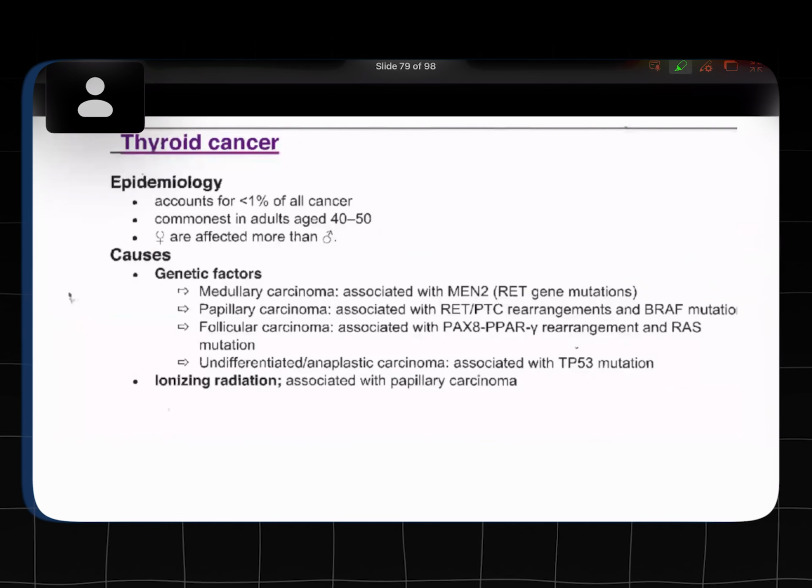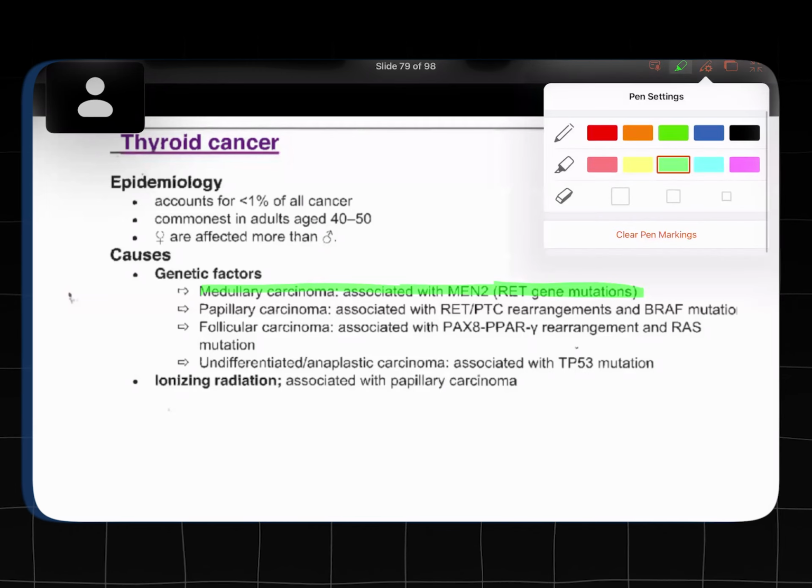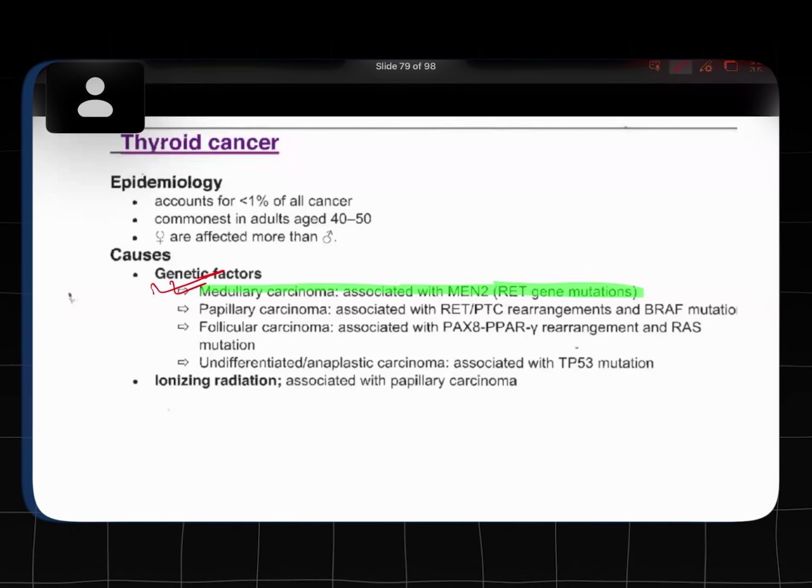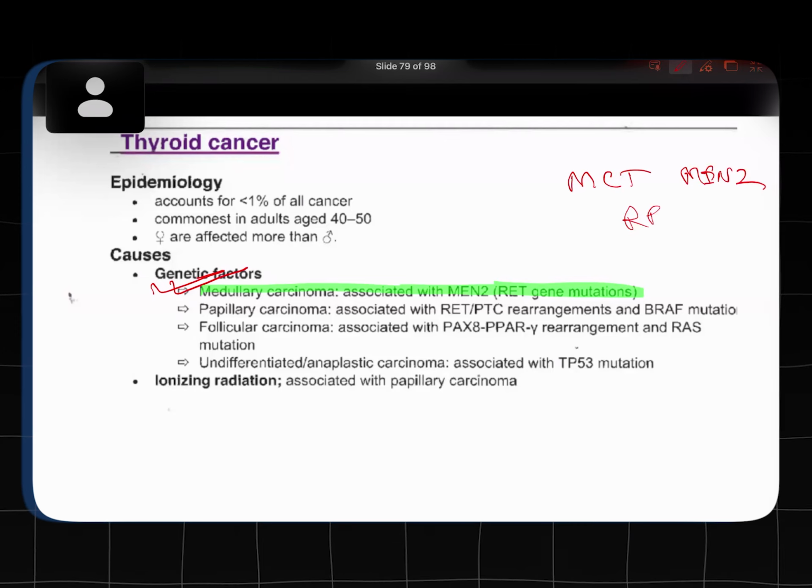Coming to thyroid cancer, there are 3-4 questions. The first question is medullary carcinoma associated with MEN2 and RET gene mutations. Papillary carcinoma can also be associated, but for all exam purposes, MRCP purposes, medullary thyroid carcinoma is MEN2 and the RET gene.